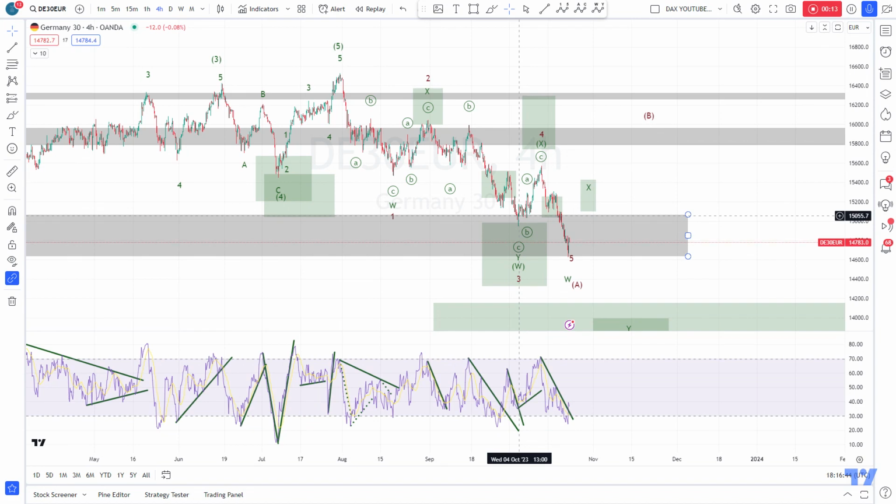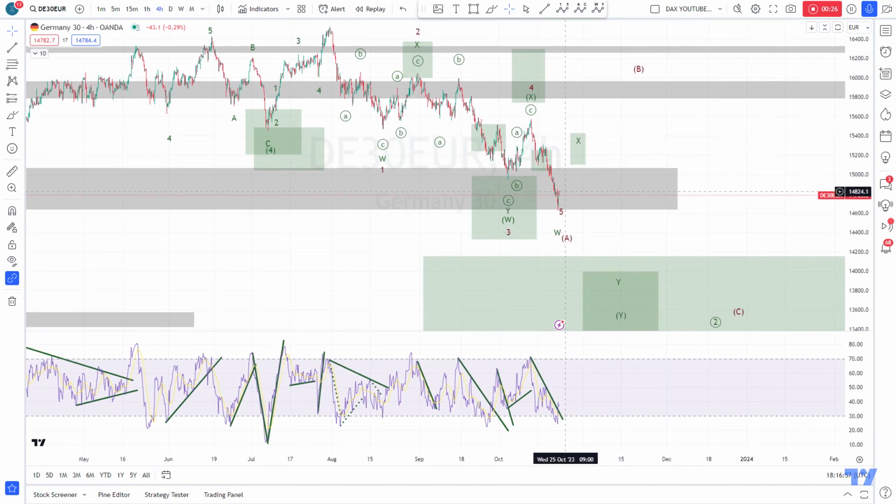For the record, today is Monday, October 23. The time is around 6:15 p.m. GMT. So here we are looking at the 4-hour chart, and we are approaching our wave 2 area.